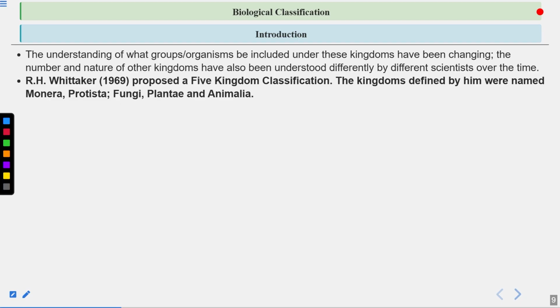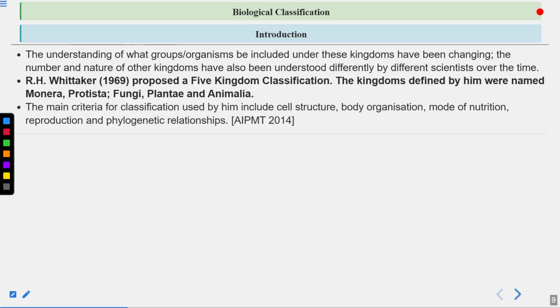Whittaker in 1969 proposed the 5 kingdom classification. What were these kingdoms? Monera, Protista, Fungi, Plantae, and Animalia. From this line of the NCERT book, a question has come. The main criteria of classification used by Whittaker were cell structure or body organization, mode of nutrition, mode of reproduction, and phylogenetic relationship. You should remember this; a question can come from this. A question has already come from this line. What was the criteria for the 5 kingdom classification?